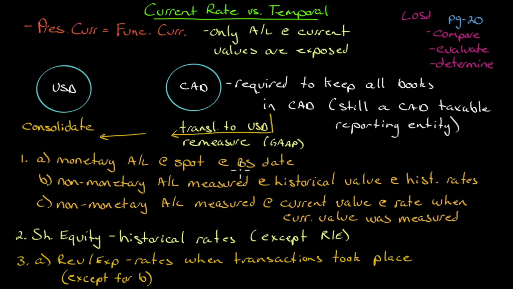Look in the marketplace, look at the Forex quote, translate at spot, you're done. Non-monetary assets and liabilities that are measured at historical value are translated at historical rates. That's still pretty easy to do. Number 3 is not. Non-monetary assets and liabilities measured at current value will be translated at the rate when the current value was measured. For inventory, that's a huge pain, which I will show you coming up.